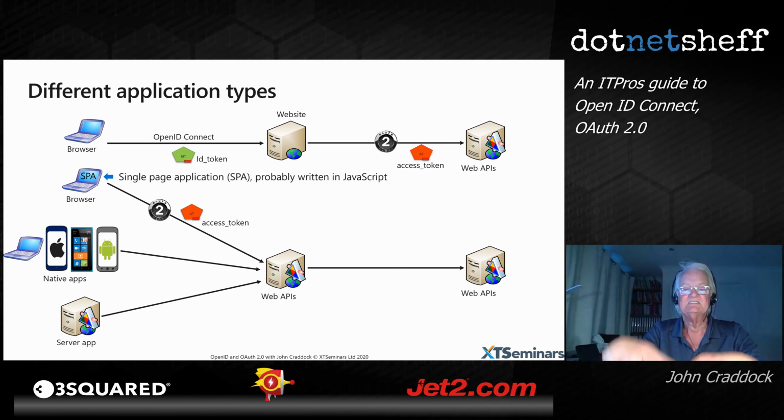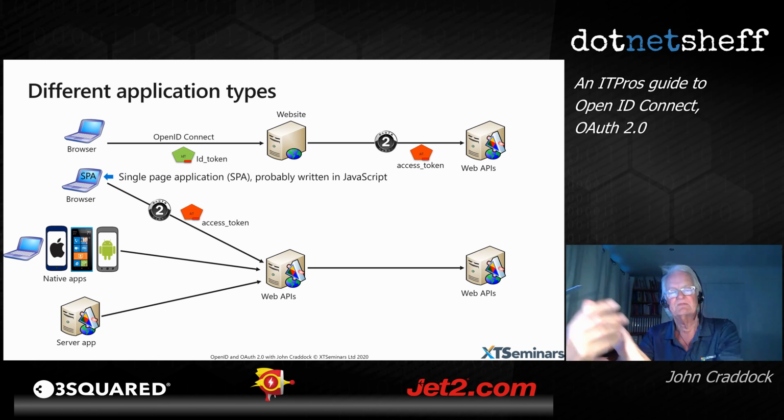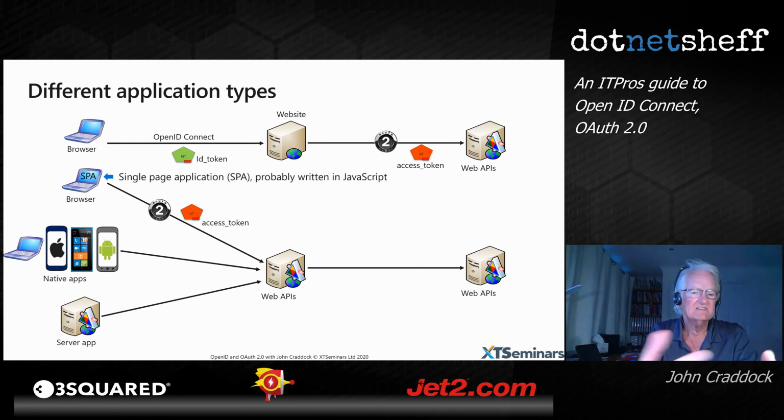If we've got a website sitting inside a data center, it can ask for an access token in a very secure way, but a single page app can't, right? And one of the reasons is in a single page app, you can't have a secret. So the application can't authenticate itself against the authorization server, where a website can have a secret. Native apps can't have secrets. So we need to handle those in a particular way.